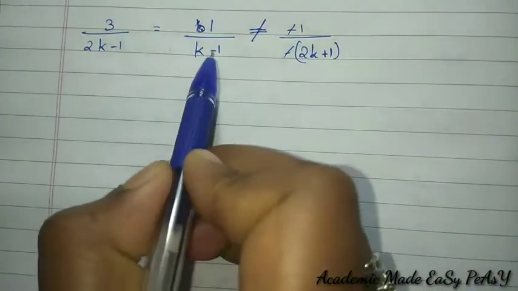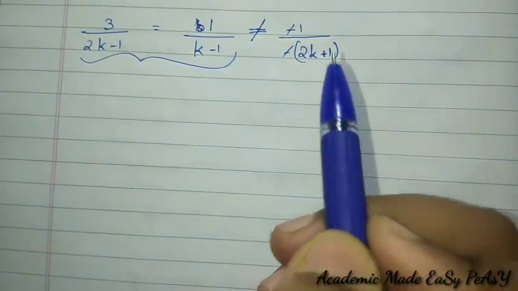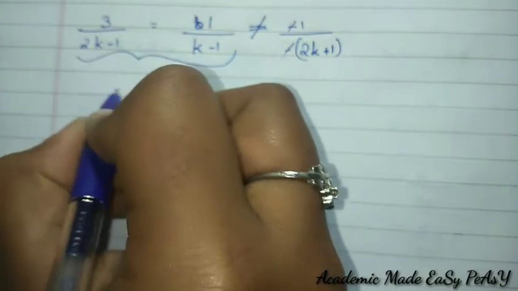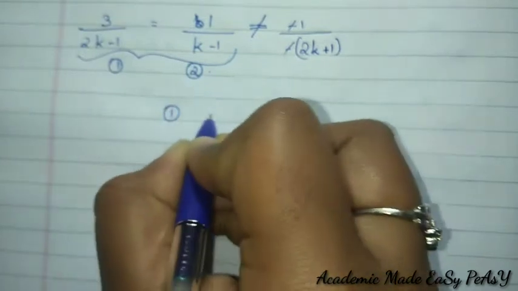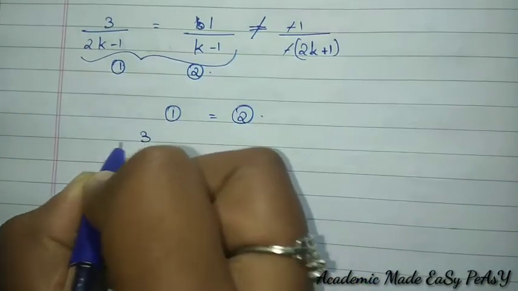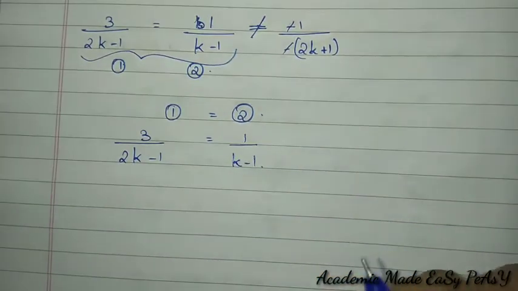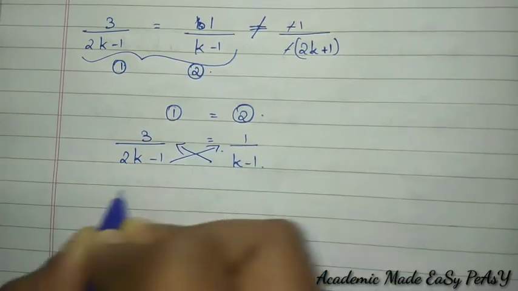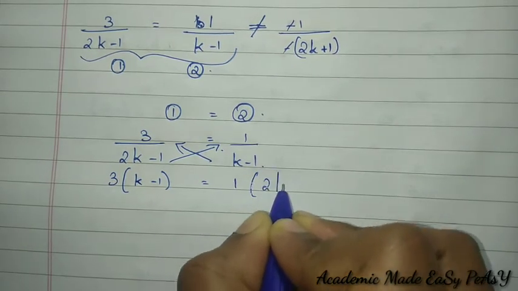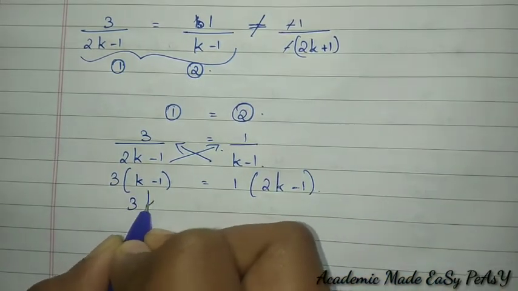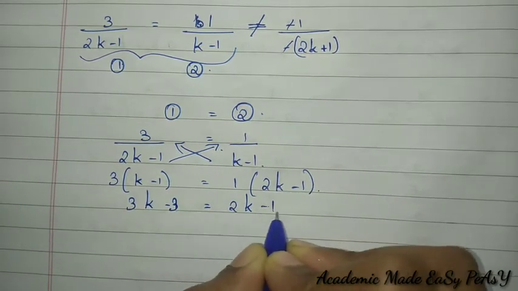So now what I will do here is that I will be just equating only the equal terms. So let this be part 1 and let this be part 2. So my part 1 is equal to part 2. So 3 divided by 2k minus 1 is equal to 1 by k minus 1. So I will be just cross multiplying it. So 3 into k minus 1 is equal to 1 into 2k minus 1. So 3k minus 3 is equal to 2k minus 1.